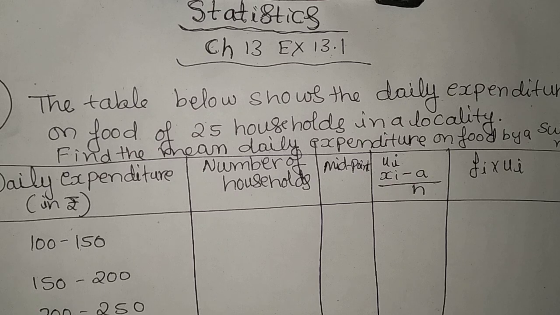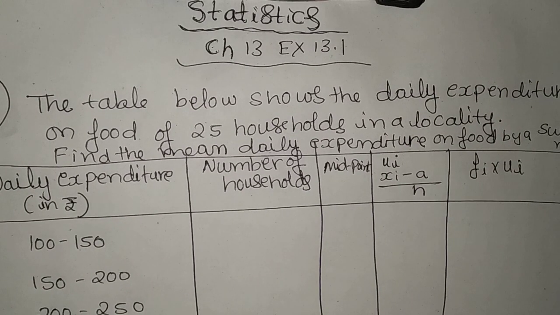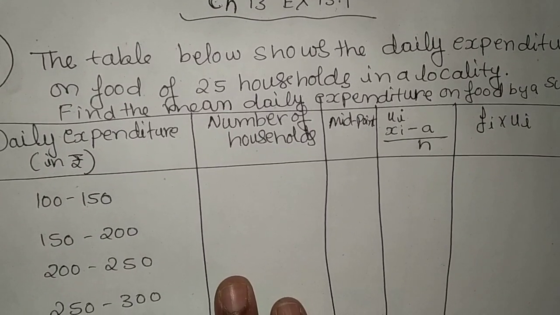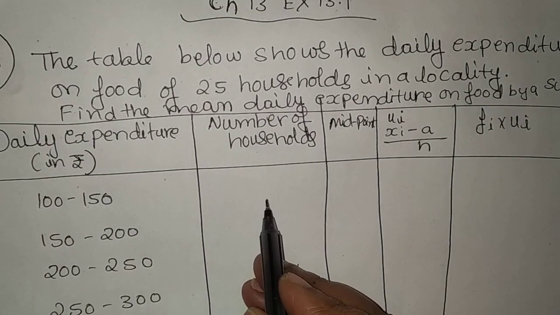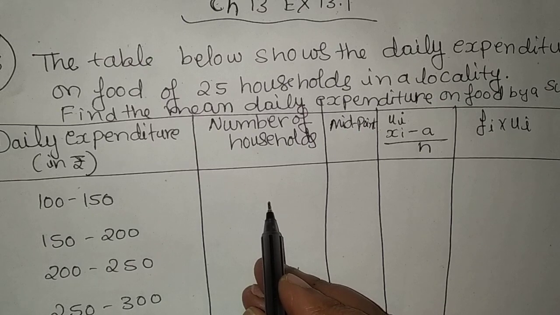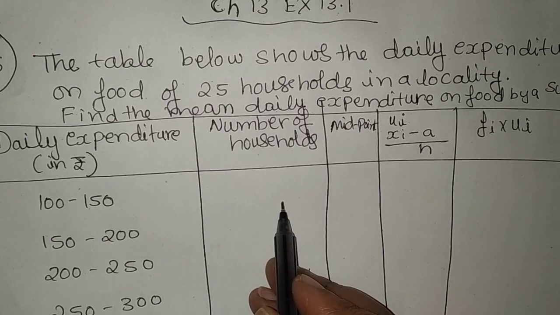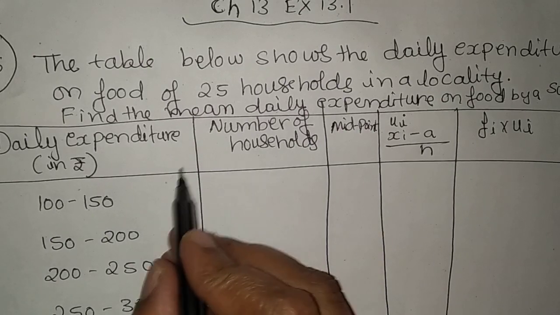The sixth problem. The table below shows the daily expenditure on food of 25 households in a locality. Find the mean daily expenditure on food by a suitable method. So daily expenditure is given and the number of households is given here. We have to calculate the mean daily expenditure on food.